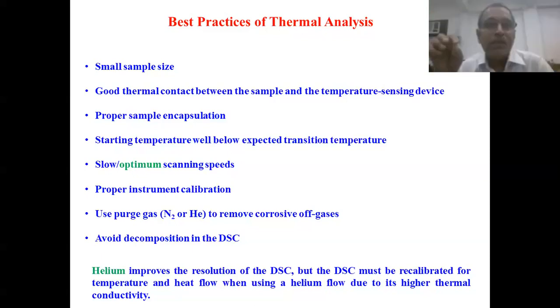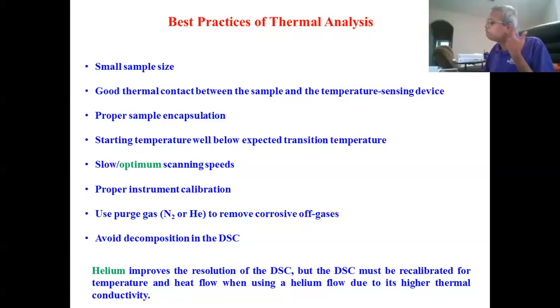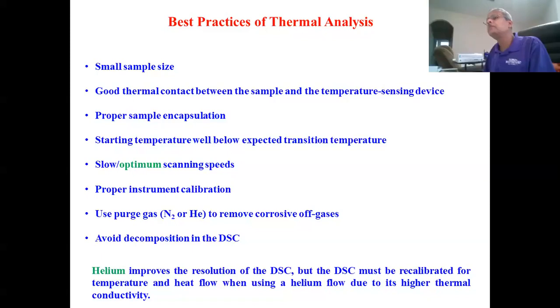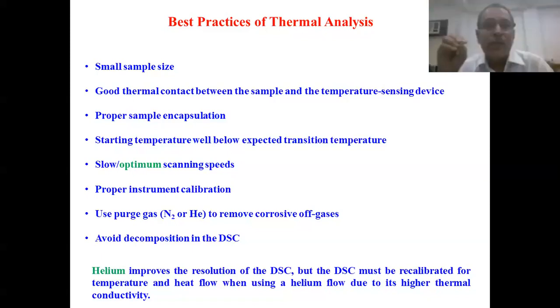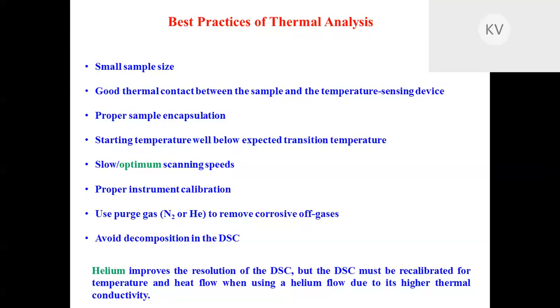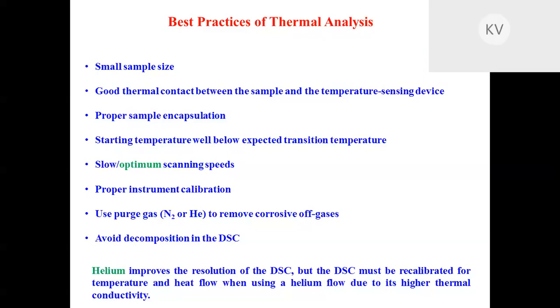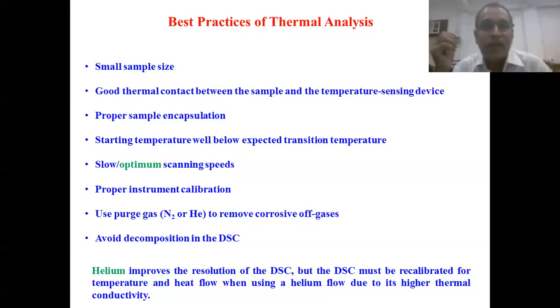Calibration is another important aspect. Every 2 months, 3 months, you should calibrate your DSC system, otherwise you will not get proper results. You must use a proper flow of nitrogen or helium gas to remove impurities and also avoid decomposition of the sample in the DSC, otherwise your oven will be spoiled.